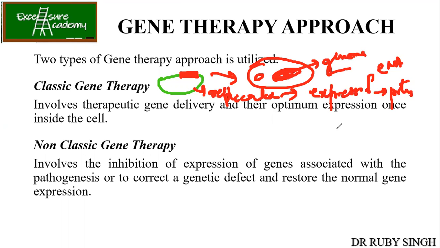Now, non-classic gene therapy involves the inhibition of expression of genes associated with pathogenesis, or correcting a genetic defect to restore normal gene function. Classic gene therapy means there is a defective gene, and for it to work, you insert another new gene, right? In certain cases, you just don't want the expression, so you do the inhibition. Now, how are you going to do the inhibition? Remember from the previous class, how do you inhibit the expression of a gene?